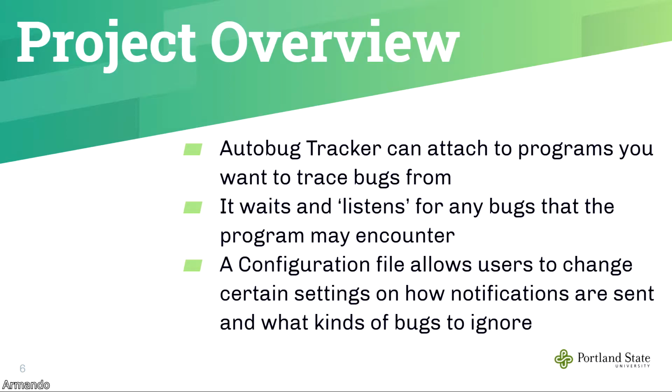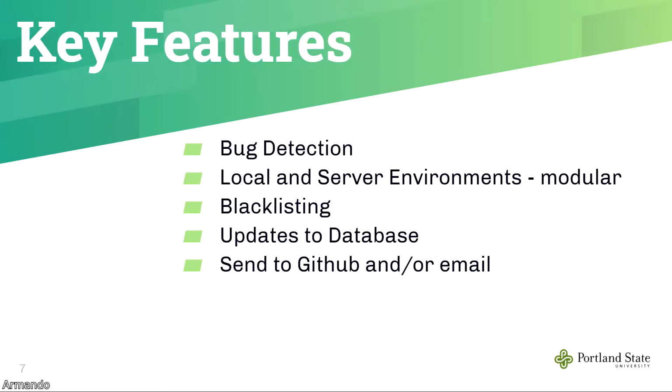It has different options and features that you can turn on and off to better work with your current environment workflow. Those features are bug detection, of course, and local and server environments. Both of these environments are modular. There is blacklisting capability, so they can filter out specific bugs. You can also update a database and keep track of that. And if your environment is hosted on GitHub, depending on the bug you encounter, you can open up a GitHub issue, and you can also elect to email yourself or the team.